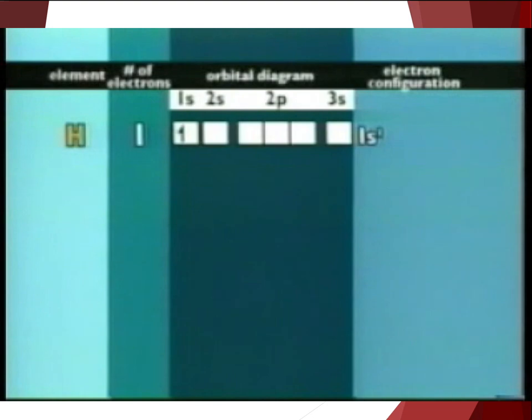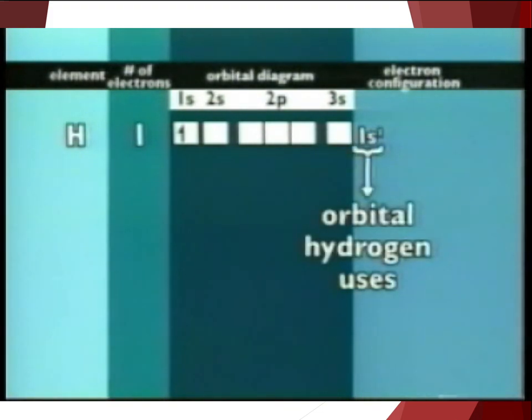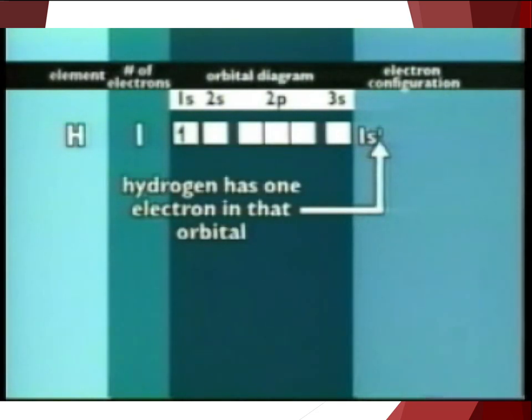Let's start with hydrogen again. The orbital diagram for hydrogen uses just one box labeled 1s with a half arrow pointing up. The half arrow represents hydrogen's 1 electron, which occupies the 1s, or lowest energy orbital. The notation 1s1 also represents hydrogen's electron configuration. 1s is the orbital hydrogen uses, and the superscript 1 tells us that hydrogen has 1 electron in that orbital.